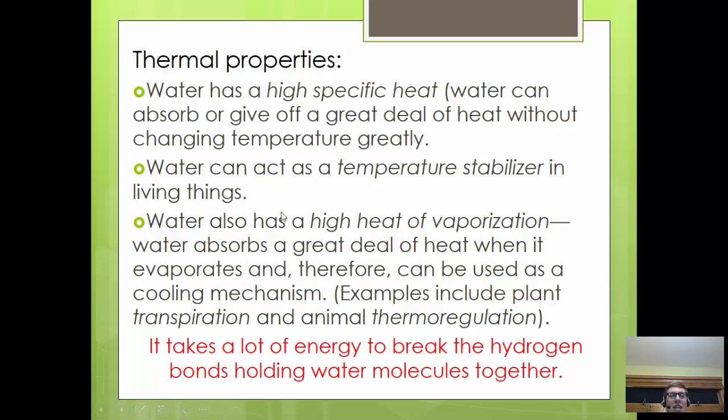Water also has a high heat of vaporization, meaning it takes a lot of heat before it'll evaporate. And that's great because if we're sweating, we want as much of the heat to go into that water before it gets evaporated. That's what cools animals down, and that helps with plant transpiration as well. Because you want a lot of energy going with it when that energy is pulling it.